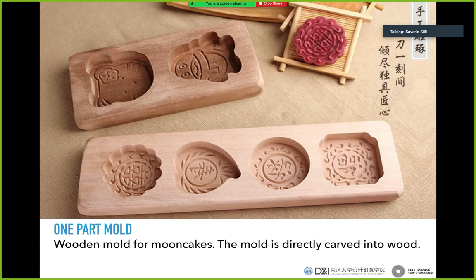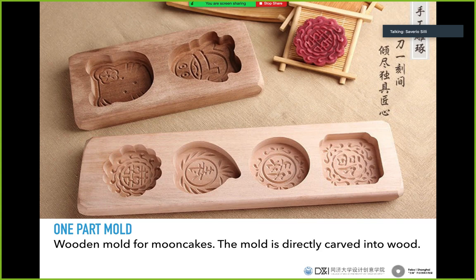So, one-part mold. One of the examples is the mold for mooncakes or other kinds of cakes, this is very common in the kitchen. I don't know if in Japan you also have something like this, but in China it's very common.